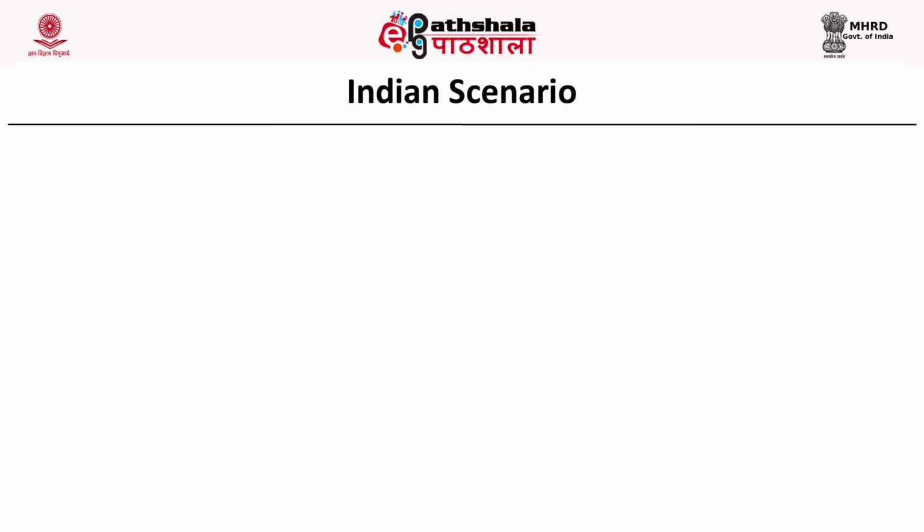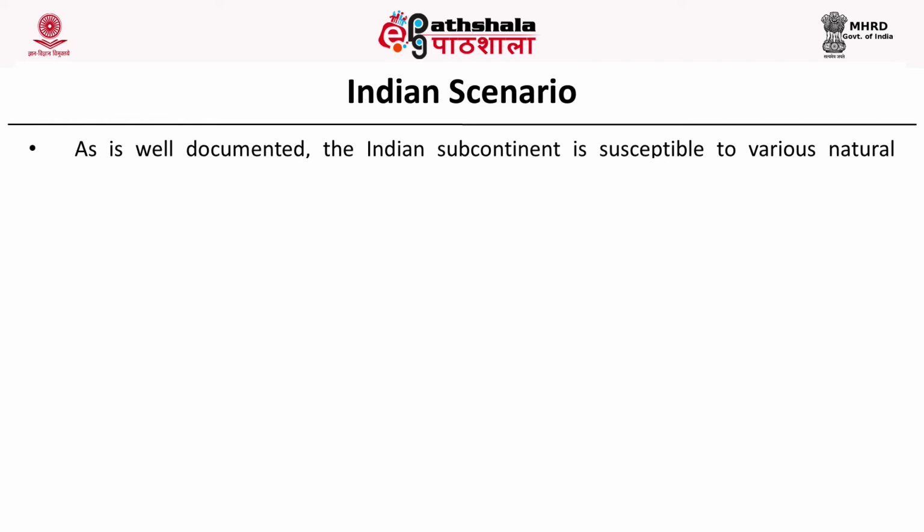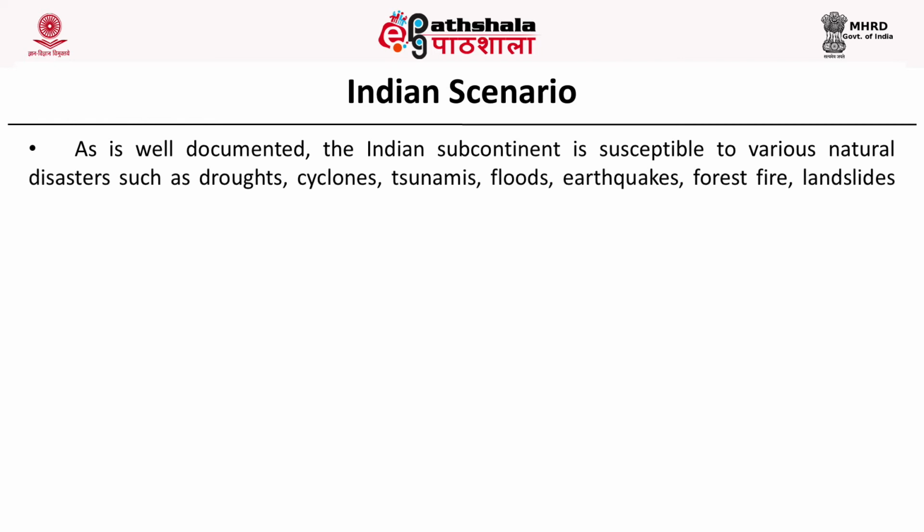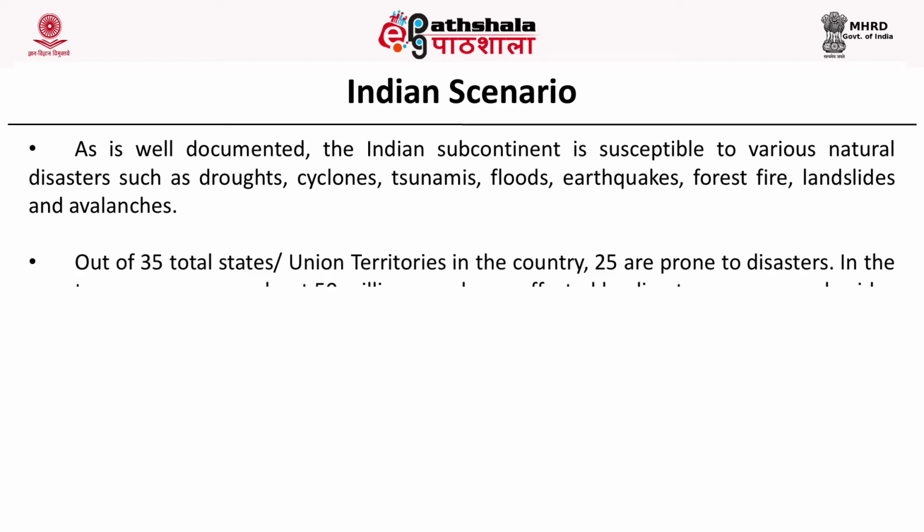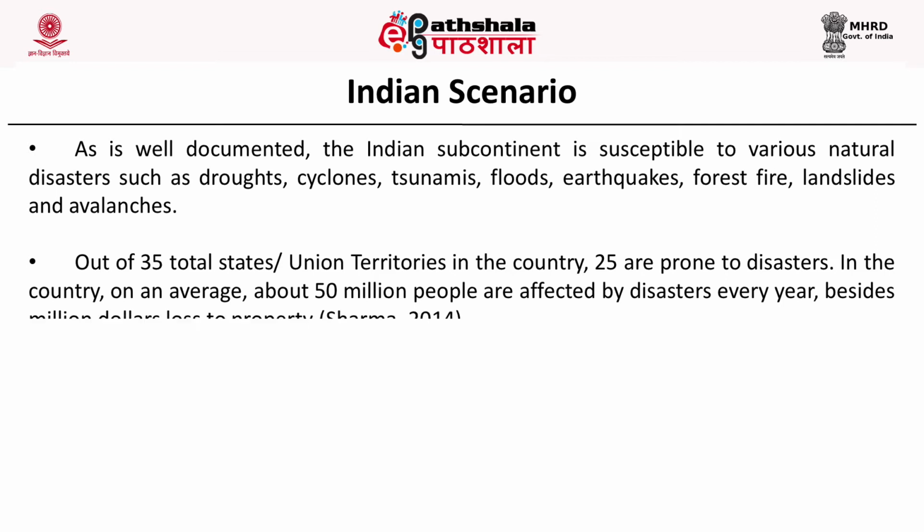If we look at the Indian scenario, the Indian subcontinent is susceptible to various natural disasters such as drought, cyclones, tsunamis, floods, earthquakes, forest fires, landslides and avalanches. Further, out of the 35 total states and union territories in the country, 25 are prone to disasters. In the country, on an average about 50 million people are affected by disasters every year. Also, $1 million of loss of property occurs.